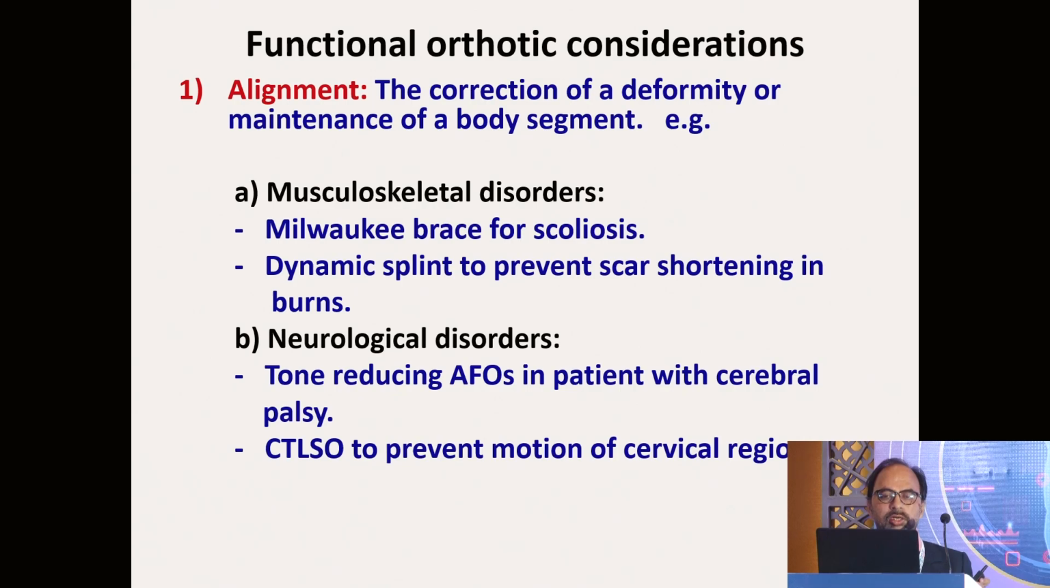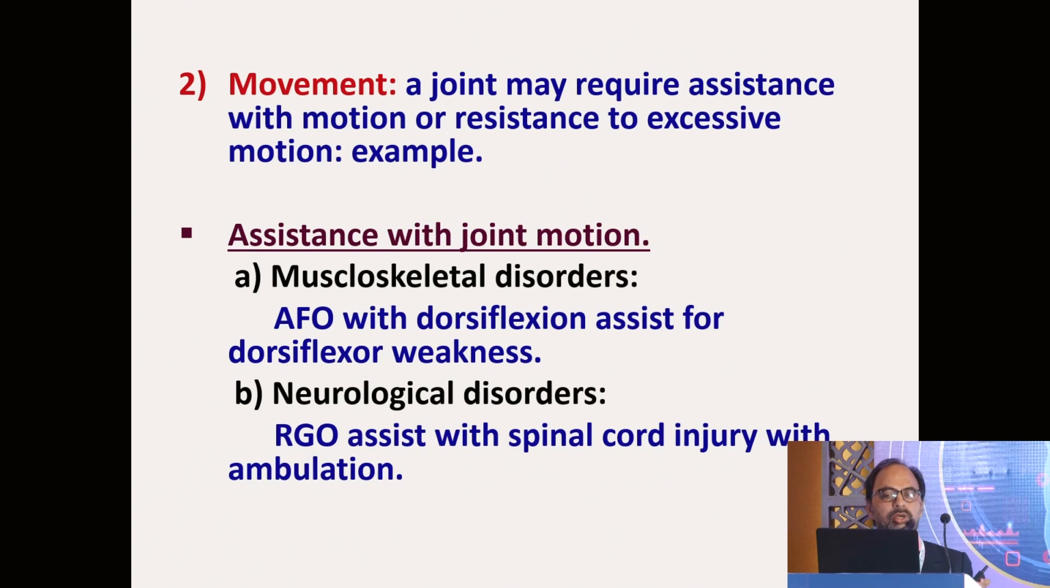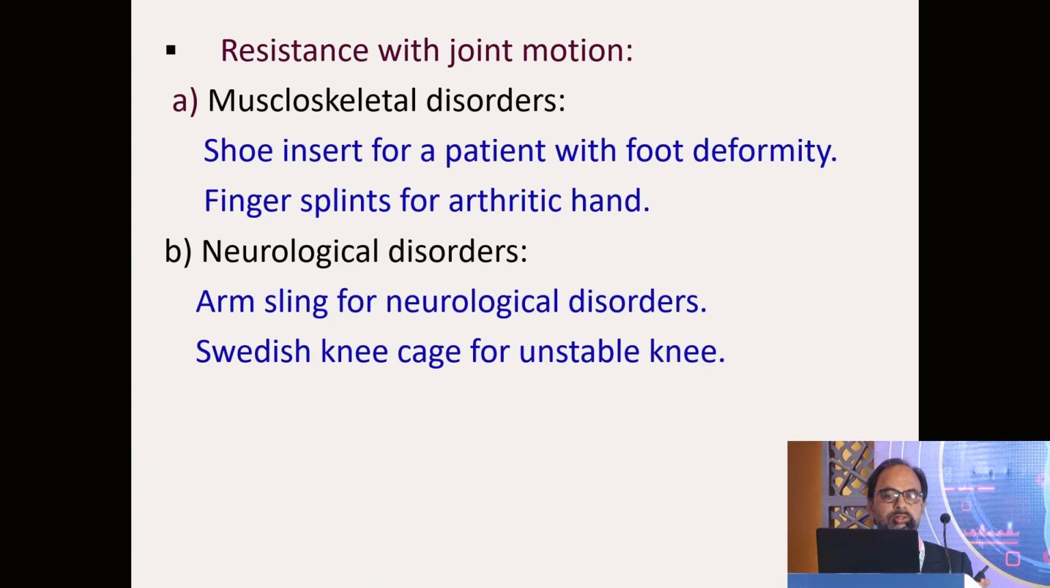Now, functional orthotic considerations are like alignment, whether we are using it in musculoskeletal disorders or neurological disorders. Then movement: a joint may require assistance with motion or resistance to excessive motion, like AFO or RGO. Then resistance with joint motion, in musculoskeletal and neurological disorders, like a shoe insert for a patient with foot deformity, finger splints for an arthritic hand. For neurological disorders, an arm sling, and a Swedish knee cage for an unstable knee.